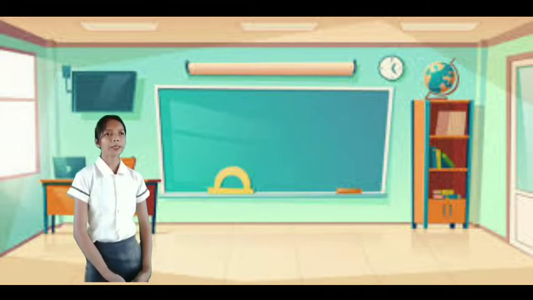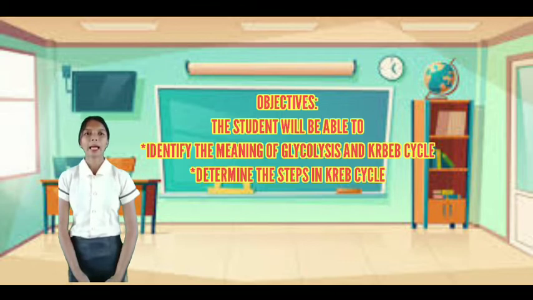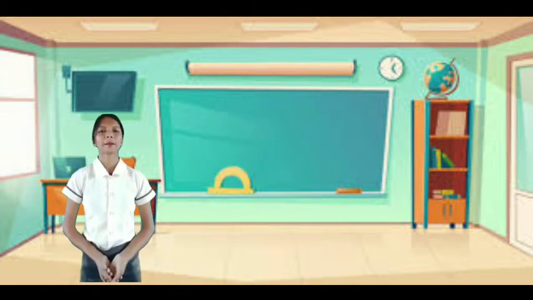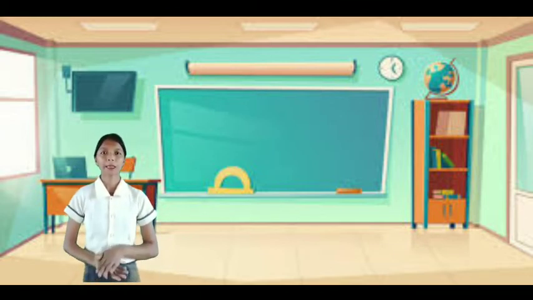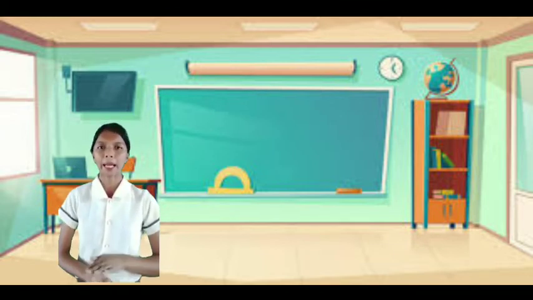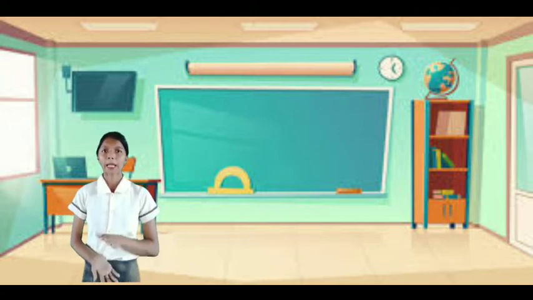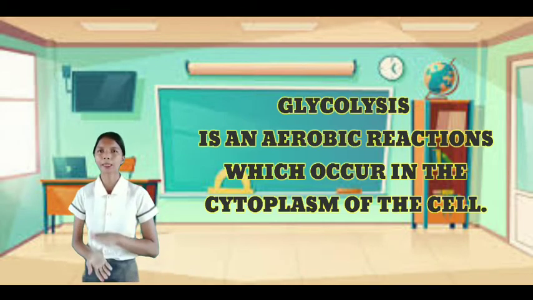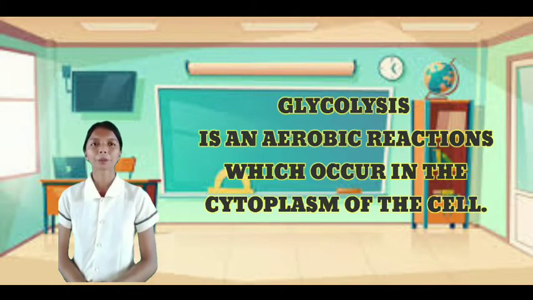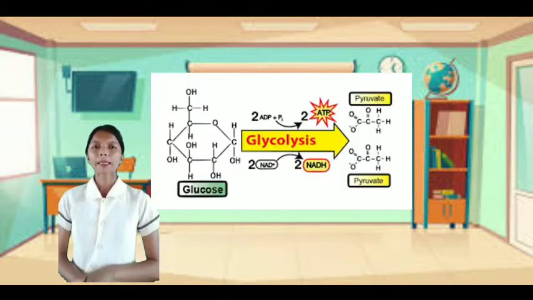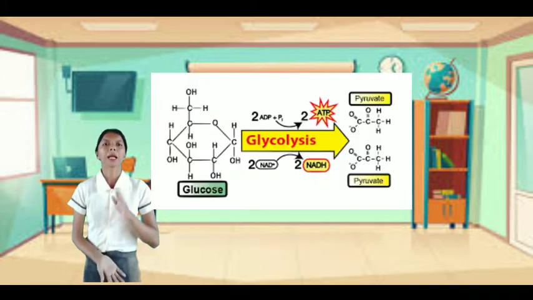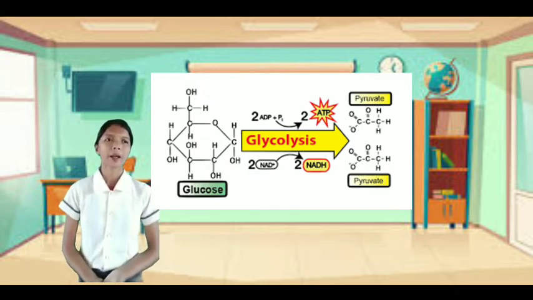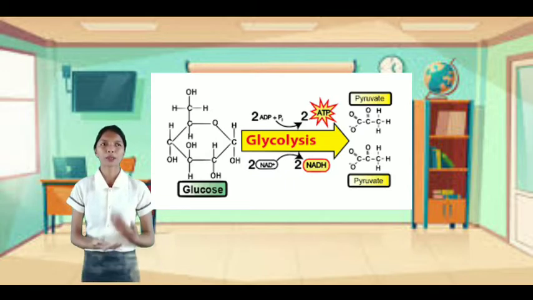For now, we are hoping that the students will learn to understand the topic about glycolysis and the Krebs cycle. Before we start our topic, I have here some activity. What is glycolysis? Glycolysis is an anaerobic reaction which occurs in the cytoplasm of the cell. Good. What is the importance of glycolysis? Glycolysis is important in the cell because glucose is the main source of fuel for tissues in the body.